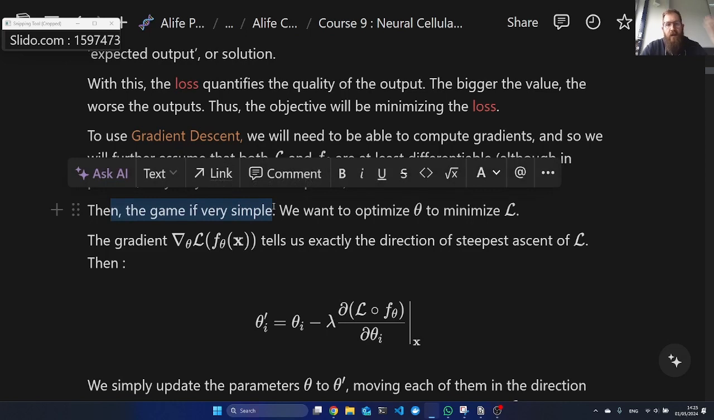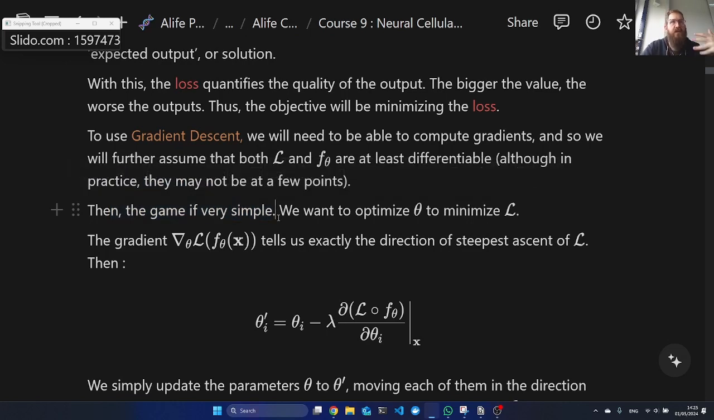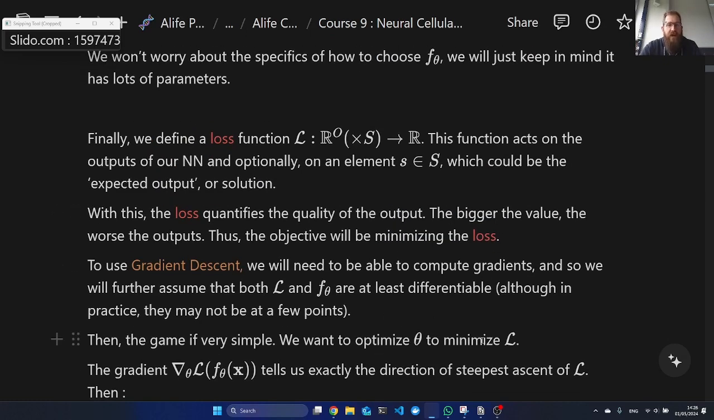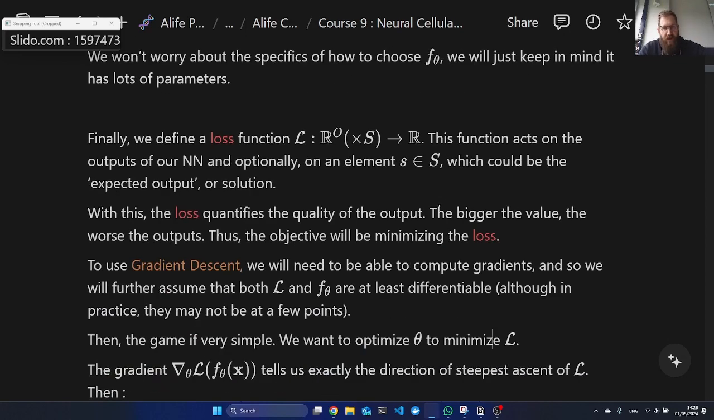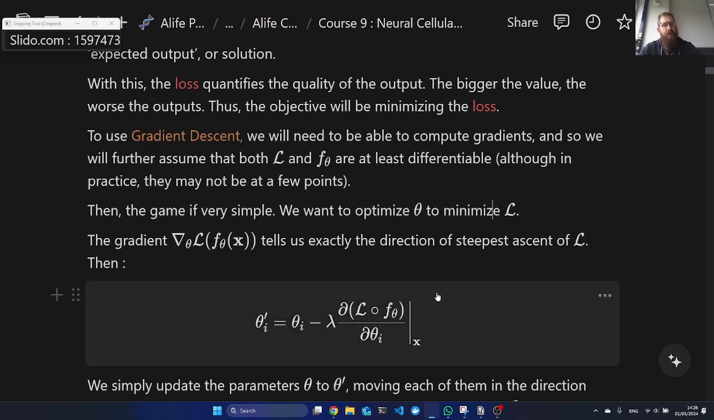So the gradient descent algorithm is very simple in what it does. We want to optimize theta to minimize L. We could write an equation that we'd like to solve: the theta that minimizes L is at an extremum of L, so the gradient of L should vanish. And so we can write a bunch of equations. But because f theta of x is a very complicated function, we cannot solve this analytically. So we do it numerically.